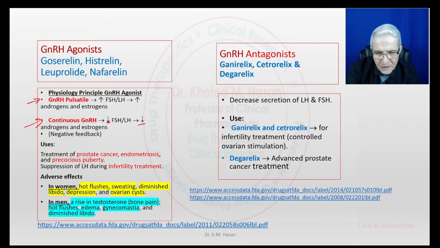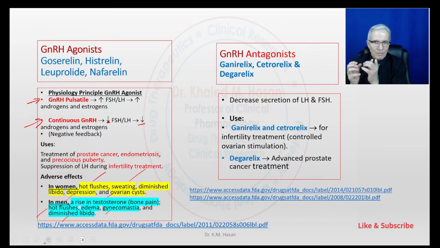When you prescribe this medication, goserelin, histrelin, leuprolide, GnRH agonists, we expect the female or male hormones to be high or inhibited. So it depends on the situation, pulse or continuous. Here we are going to see some cases of hot flushes in both men and women. You can see it here, hot flushes, sweating, ovary cysts, depression, gynecomastia in male, decreased libido in male. Okay, so this is what we have about the GnRH agonist.